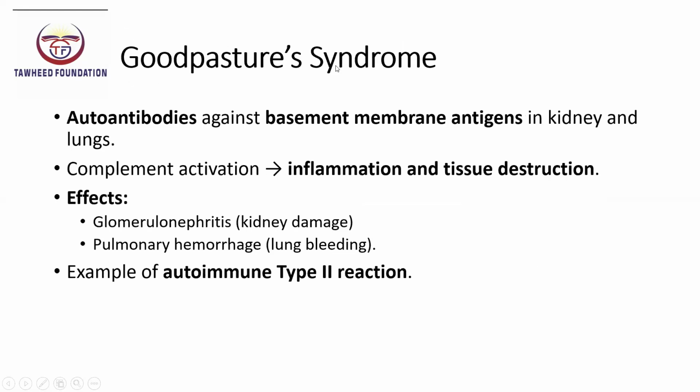Next is Goodpasture syndrome. Goodpasture syndrome is an autoimmune type 2 hypersensitivity reaction. Here, autoantibodies target basement membrane antigens in the kidney and lungs. Binding of these antibodies activates the complement system, resulting in inflammation and tissue damage. Clinically, this manifests as glomerulonephritis in the kidneys and pulmonary hemorrhage in the lungs. The reaction demonstrates how type 2 hypersensitivity can cause severe autoimmune disease when the immune system targets self-antigens.